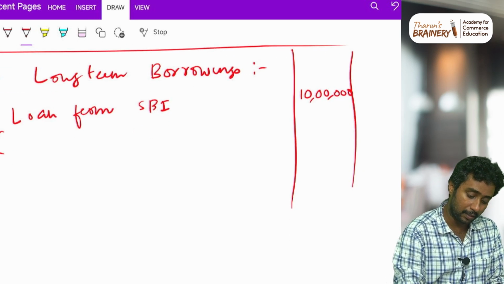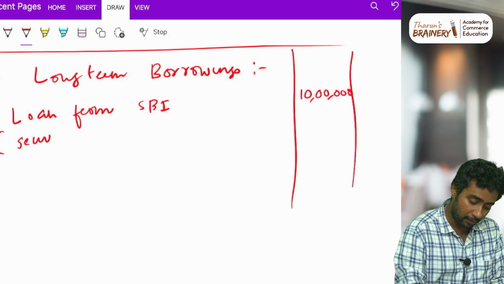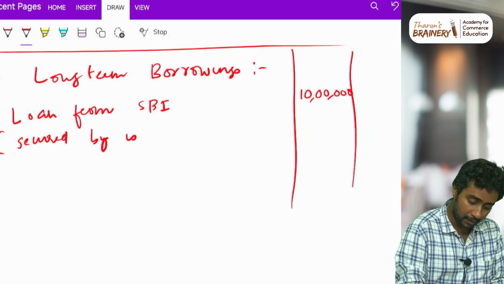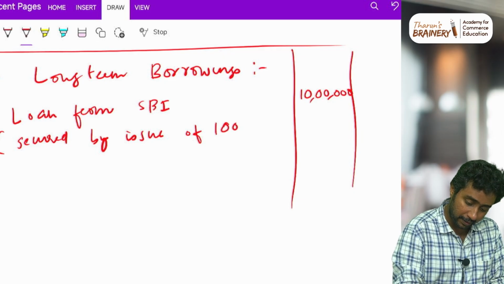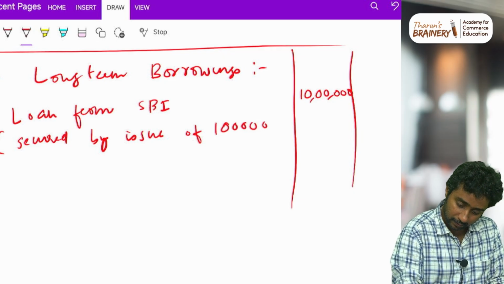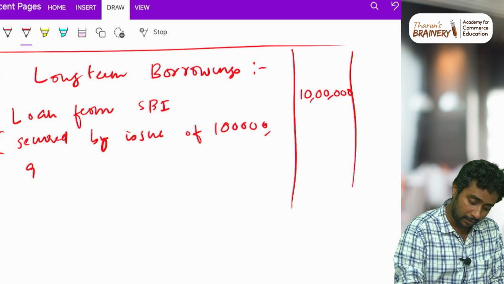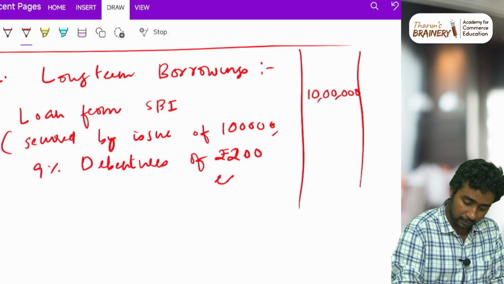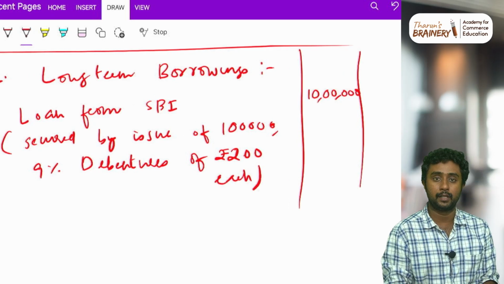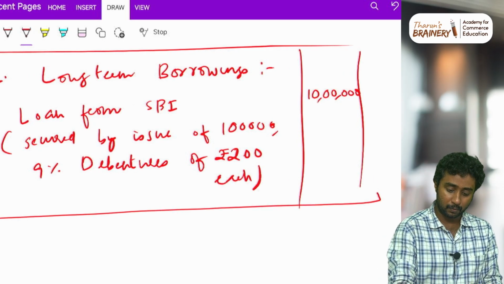Also, one more thing you have to write here: secured by issue of 10,000 9% debentures of rupees 200 each. This you have to show in the bracket, and you can close the notes to account.